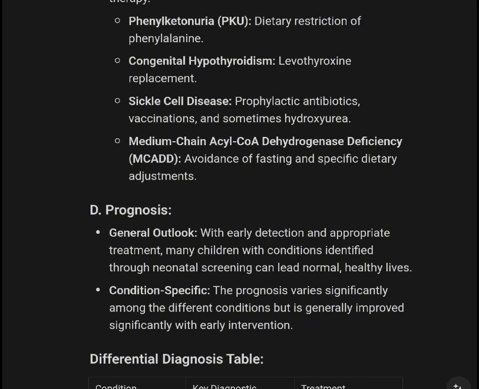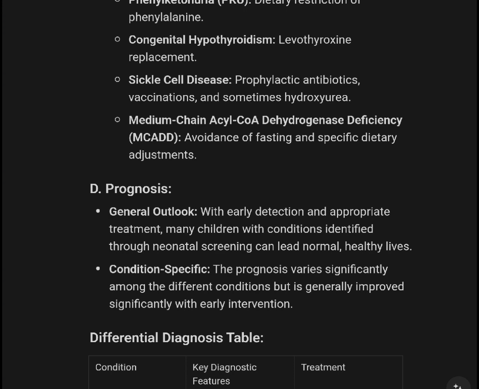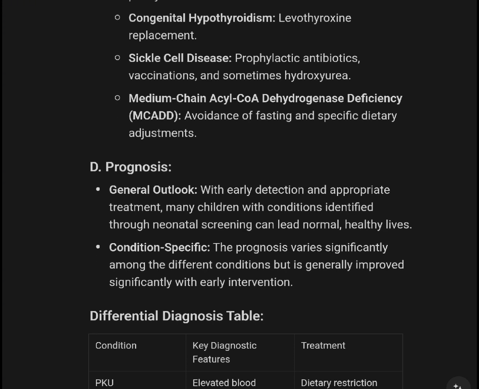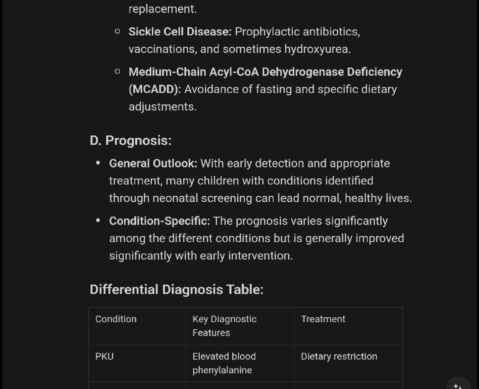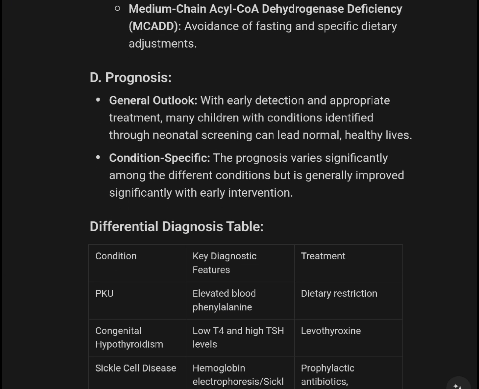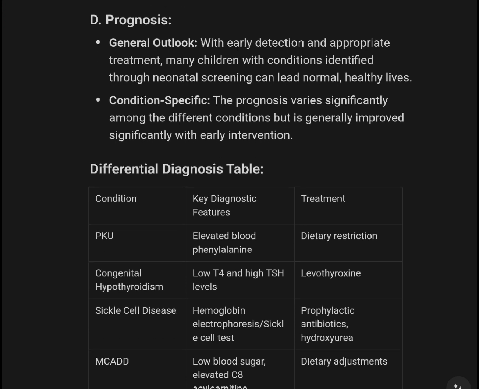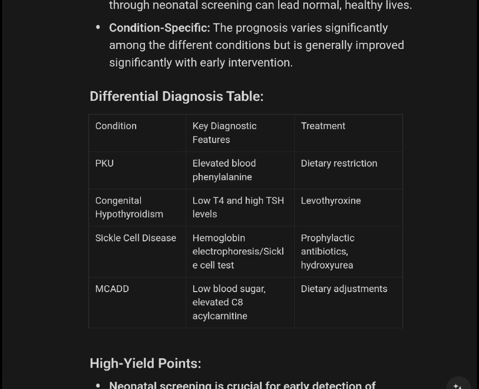Phenylketonuria, PKU: dietary restriction of phenylalanine. Congenital hypothyroidism: levothyroxine replacement. Sickle cell disease: prophylactic antibiotics, vaccination, and sometimes hydroxyurea. Medium chain acyl-CoA dehydrogenase deficiency, MCADD: avoidance of fasting and specific dietary adjustment. Prognosis: general outlook. With early detection and appropriate treatment, many children with conditions identified through neonatal screening can lead normal, healthy lives. Condition specific: the prognosis varies significantly among the different conditions, but is generally improved significantly with early intervention.